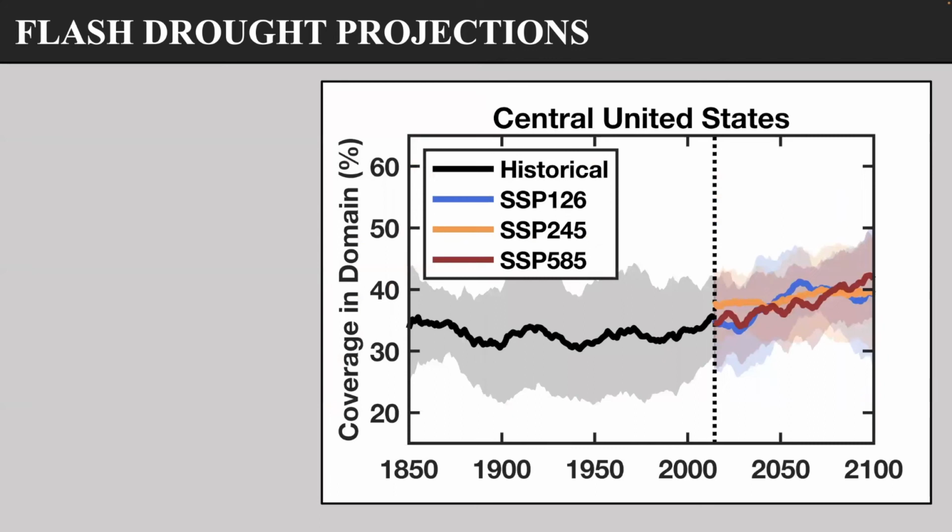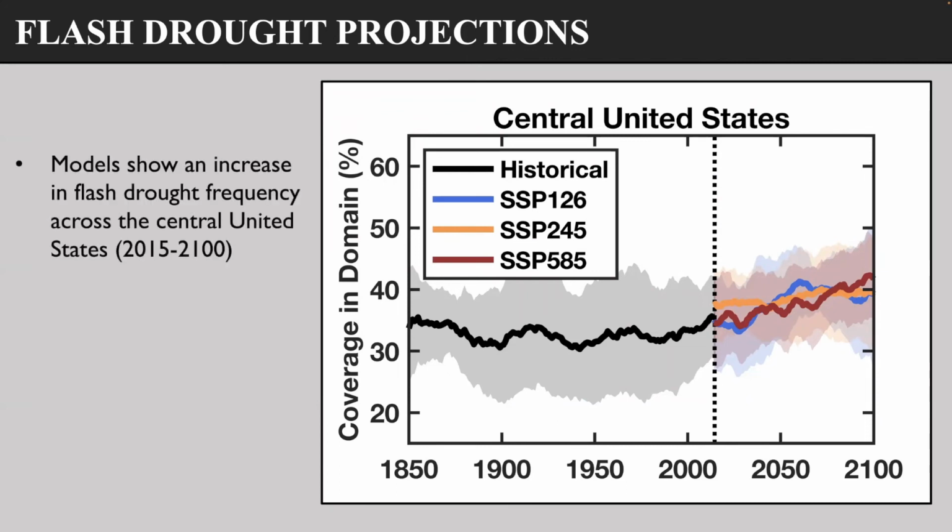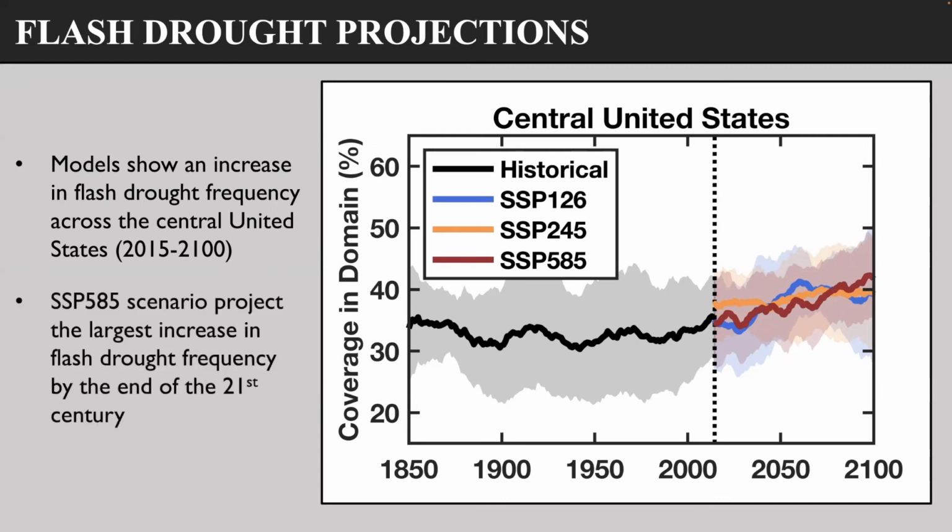If we look at this in a time series, once again, now we're going to switch over a little bit towards the central US, because this is where the focus of the study is, where that hotspot of flash drought occurrence is. The models show an increase of flash drought frequency, specifically in that period, 2015 to 2100. All the models show an increase, but the largest increase seen at the end of the 21st century is shown by the SSP 585 scenario.